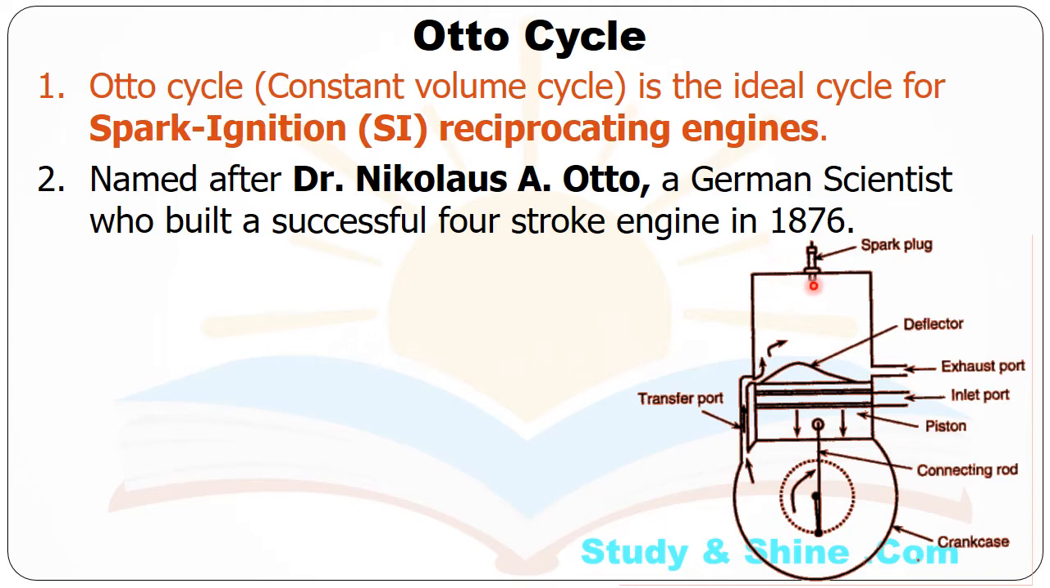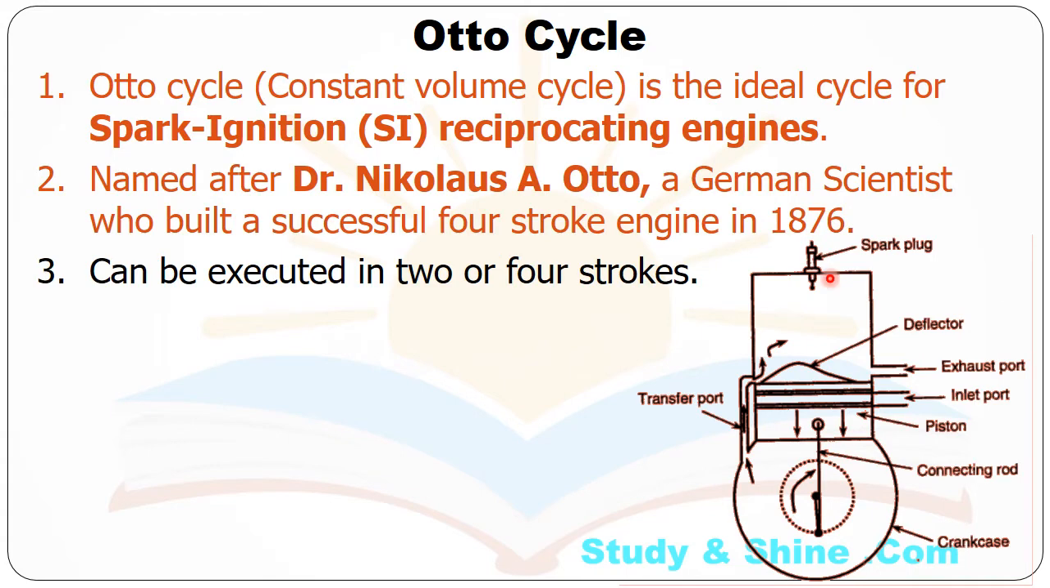The basic cycle was discovered in 1876, when Dr. Nicholas A. Otto developed the first successful four-stroke spark ignition engine. And as we know today, spark ignition engines are very widely used in automobiles, which is why it is important for us to understand the basic thermodynamic cycle of spark ignition engine. Moreover, the Otto cycle can be implemented in 2 or 4-stroke engines.